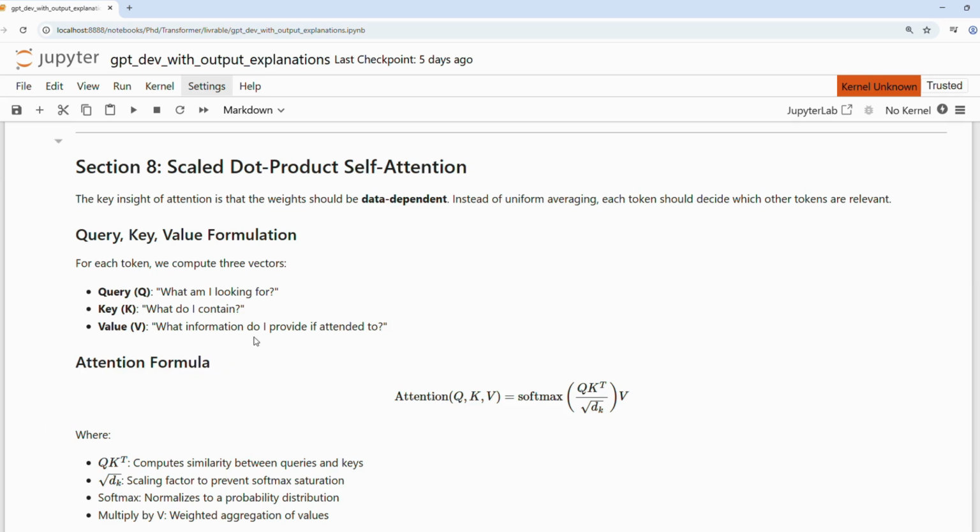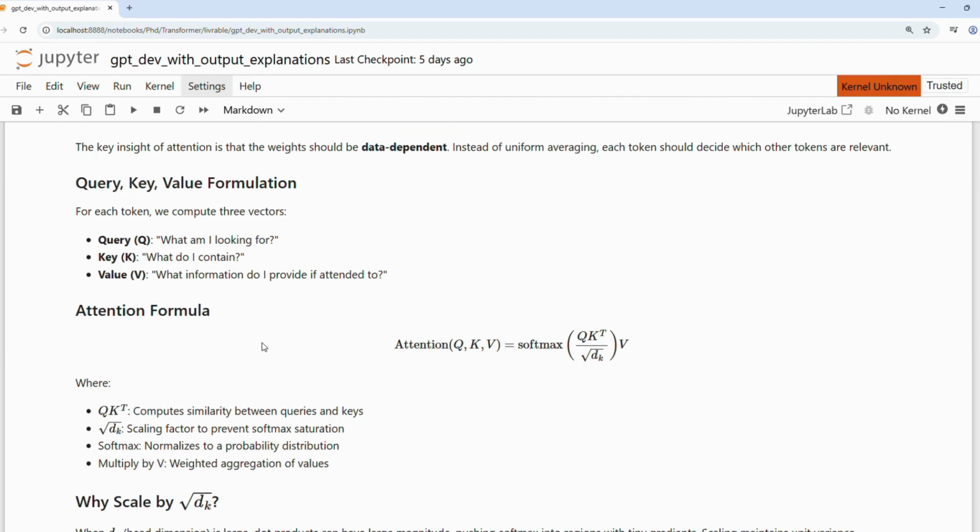The attention formula is elegant. We compute query times key transpose, scale by 1 over the square root of the key dimension, apply the causal mask, pass through softmax, and multiply by the values.